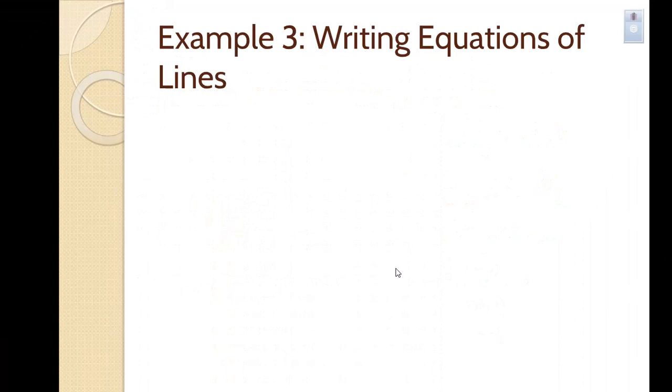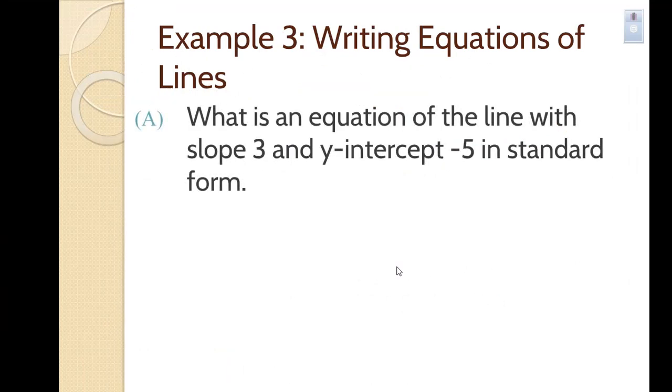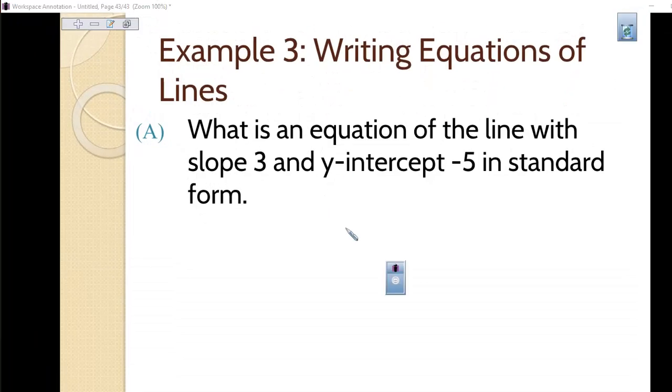Now let's move on to writing equations of lines. What is an equation of the line with slope 3 and y-intercept negative 5 in standard form? Now I'm going to have you write all of these into standard form. The reason for that is because if you can write it in standard form, you can write it in any of the forms. So they're not always going to ask for standard form. Sometimes they may just say, what is the equation of the line in slope-intercept form or in point-slope form?